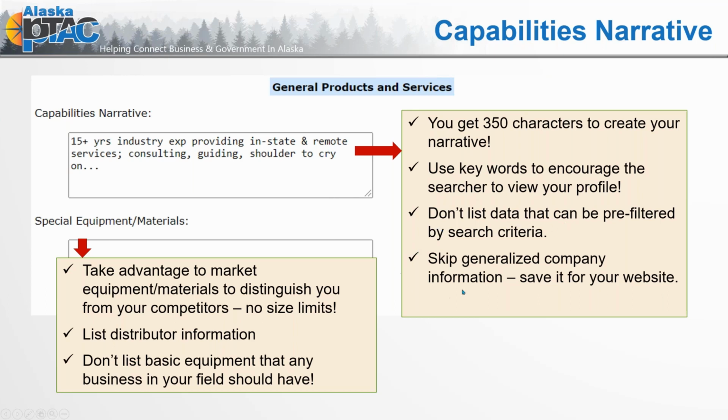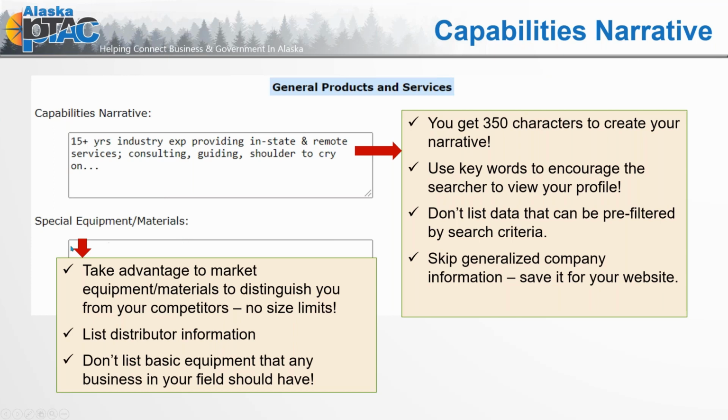So again, use your keywords to encourage the searcher to view. Don't list data that can be pre-filtered. Skip generalized company information, save it for your website. We have the link, have that information. One of the things that I've learned when you're building a website is you should always have an about us, a company history, because that relationship is person to person. But save that kind of data for your website where they can get that warm fuzzy of that individual connection. But from the dynamic small business search, what we're looking for is who are you, what do you do? Okay, sorry about that. I have my little soapbox moment every time I get on the capability narrative.